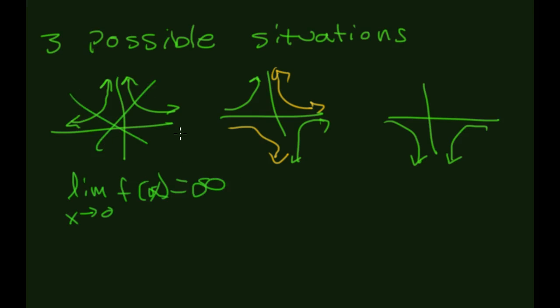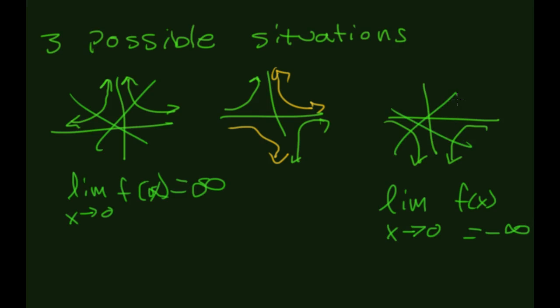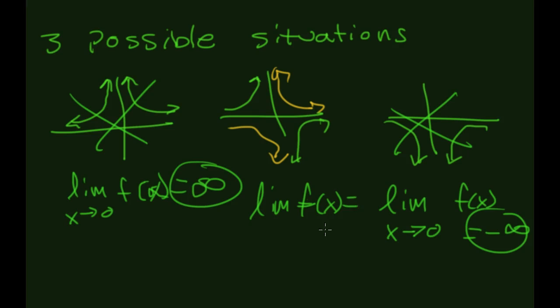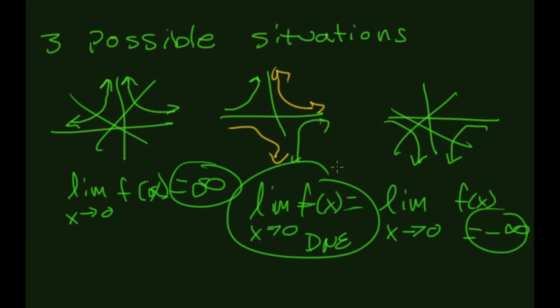So that's not our situation. This one says the limit as x approaches 0 of f of x is negative infinity. Also not my situation, because here the limit exists, here the limit exists. Here the limit of f of x as x approaches 0 does not exist. Aha! So this is still up in the air.